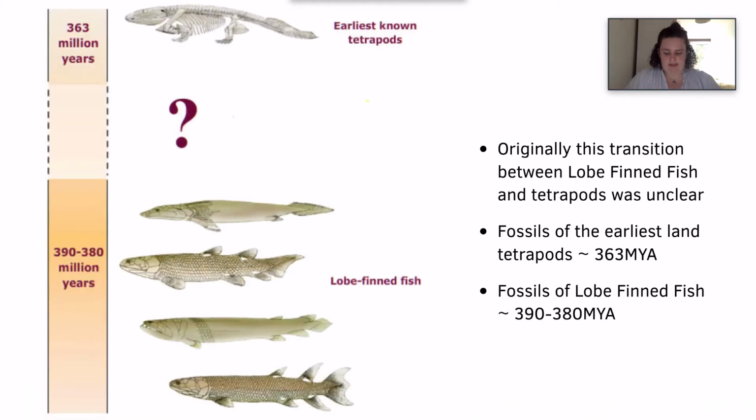Originally this transition was unclear, as the fossils of the earliest land tetrapods were known from rocks dating around 363 million years ago, whereas fossils of lobe-finned fish were found in rocks dating back to between 390 and 380 million years ago. So there was this gap of 20 million years where there was just no evidence of the groups between the lobe-finned fish and the earliest known tetrapods. So we will start with one of the most basal members of the tetrapod lineage.